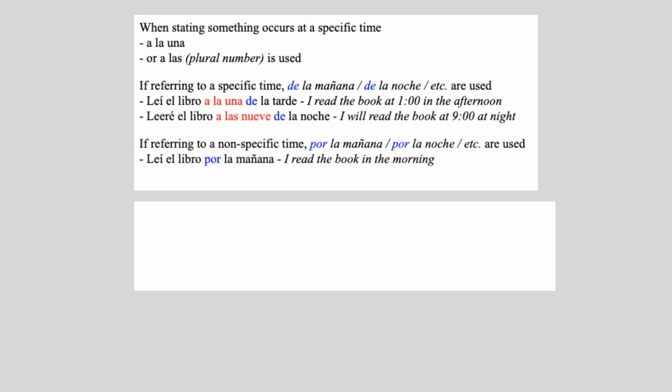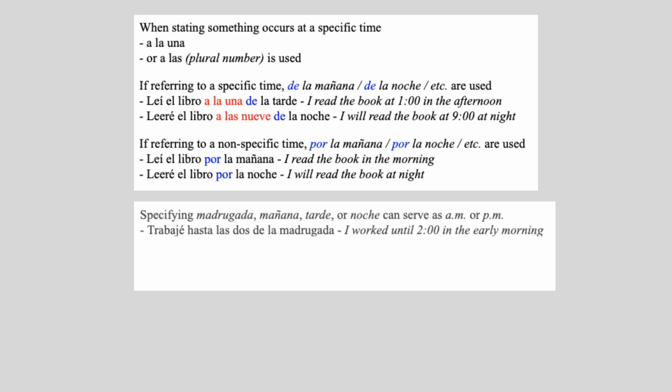If referring to a non-specific time, you will say por la mañana, por la noche, and so on. Leí el libro por la mañana. Leeré el libro por la noche. By specifying madrugada, mañana, tarde, or noche, this can serve as AM or PM.